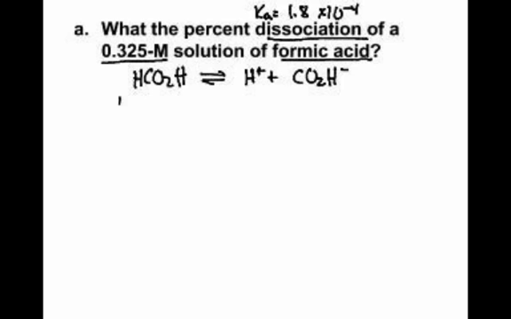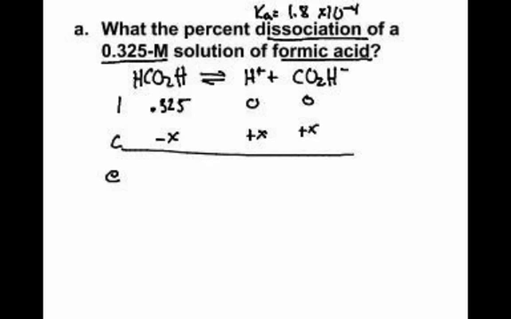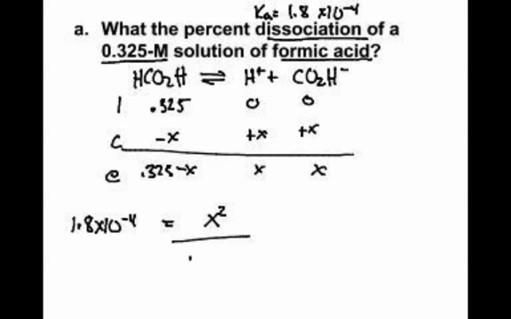All right, now you're going to do the same thing we just did, folks. You're going to say 0.325, 0 and 0, minus x, plus x, plus x. 0.325 minus x, x, and x. So I can then say 1.8 times 10 to the minus 4th is equal to x squared over 0.325 minus x. You'll see that we haven't gotten to the percent yet. And when you do the whole solver thing, just as we discussed previously, you just need to figure out how to do this. It'd be good to pause the video and make sure you get this value. You find that x is equal to what?